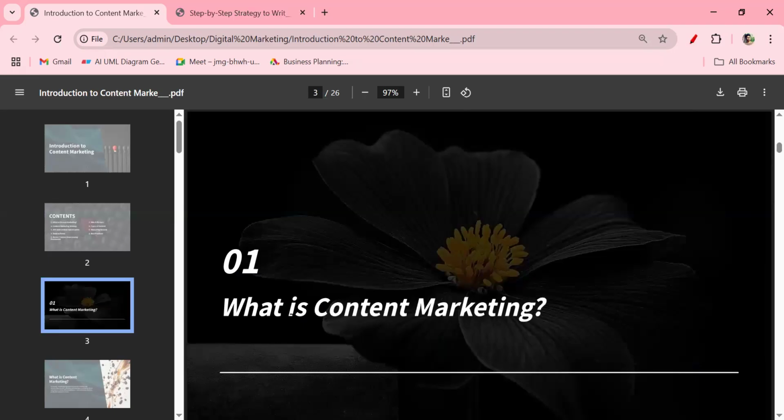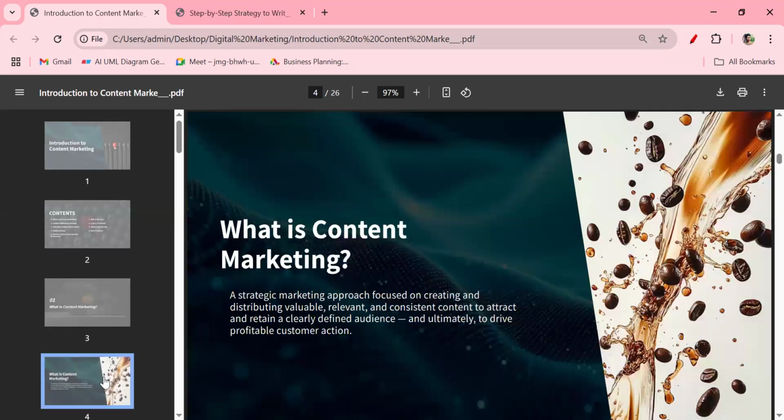So first we are starting with what is content marketing. Content marketing is a strategic marketing approach focusing on creating and distributing valuable, relevant and consistent content to attract and retain a clearly defined audience and ultimately to drive profitable customer action.